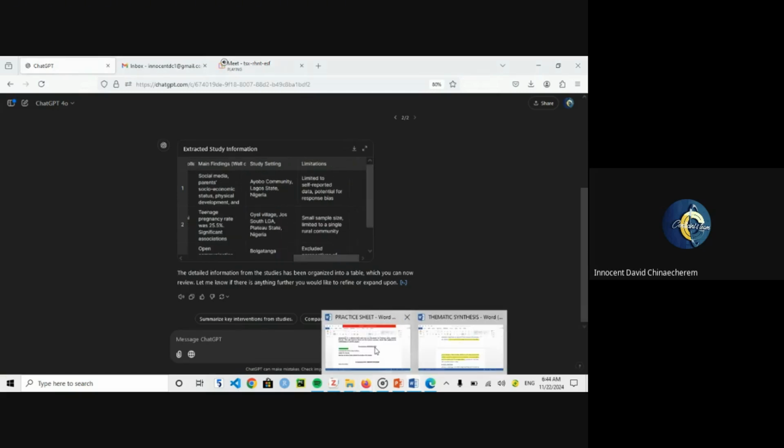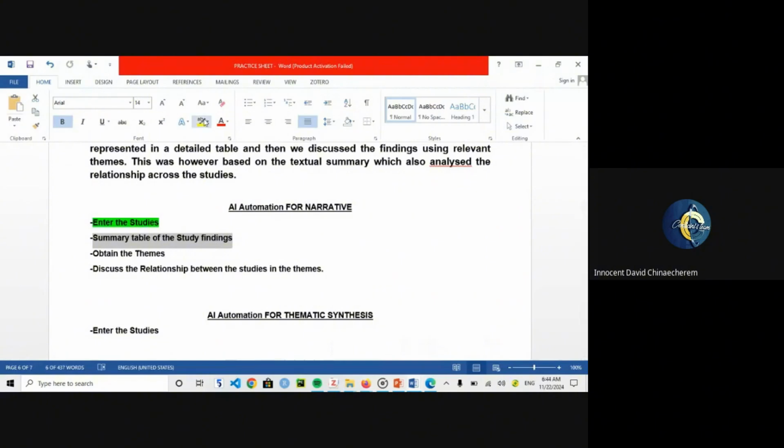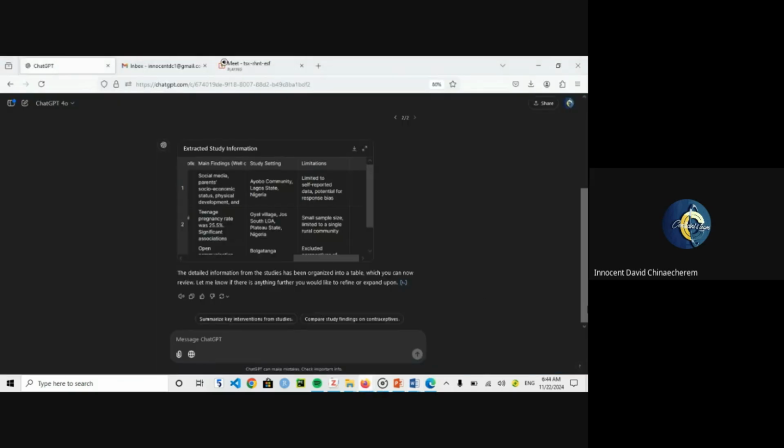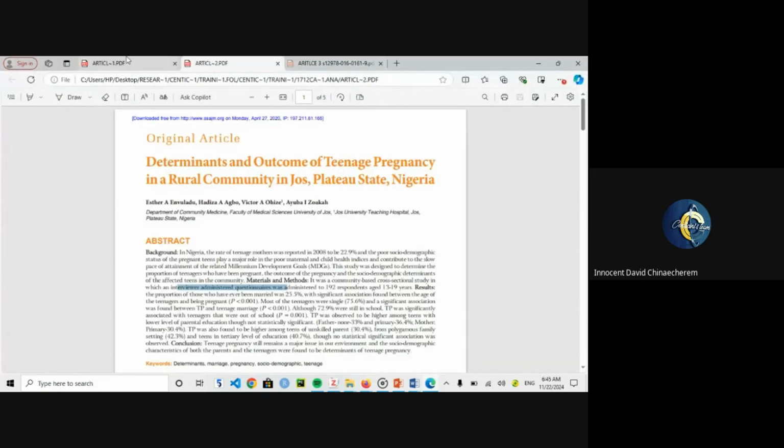The next thing we're going to do, we're going to come here. So we enter the summary table, and we check that box with green. Now, to obtain the themes, the first thing we need to do, because I am just teaching the AI automation, is this: normally, the traditional approach that we usually take is to read all these papers.